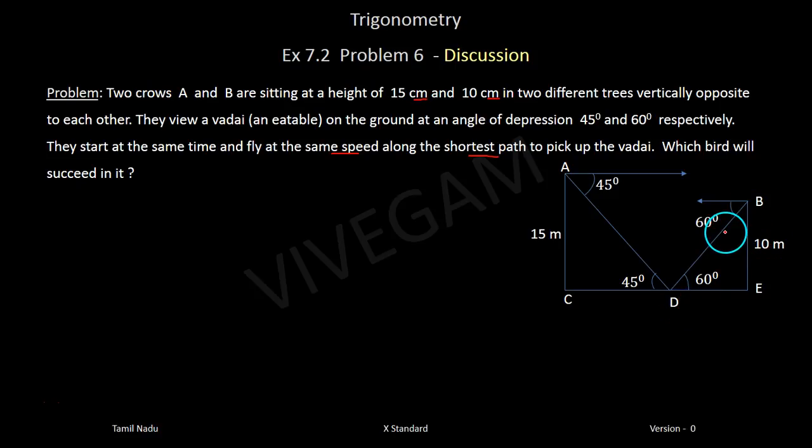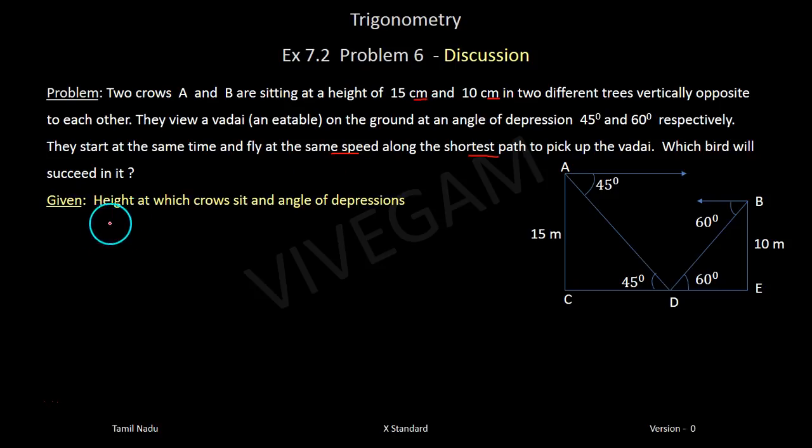After that, all you need to check is which one is longer, whether it is AD or BD, because both of them travel at the same speed. So the one which is closer to the vadai will come and pick up the vadai. That's all it is. So keeping that in mind, let's work it out.